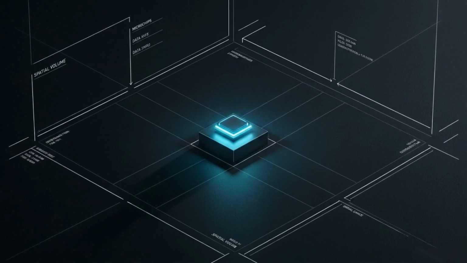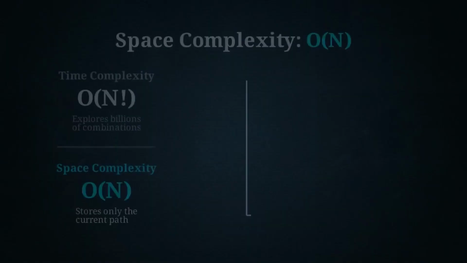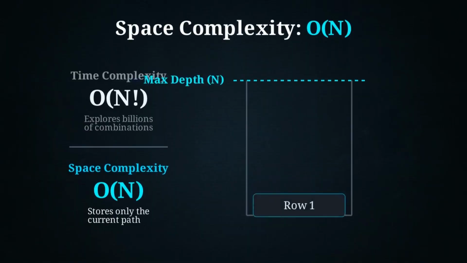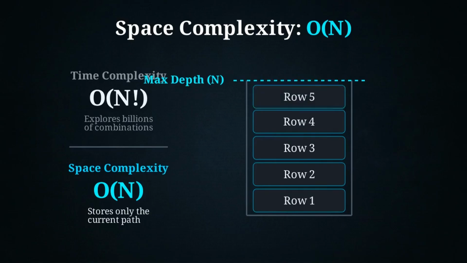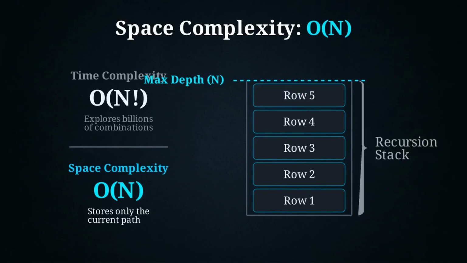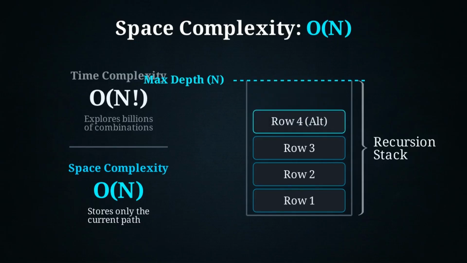The space complexity, however, tells a different story. The memory requirement is highly efficient, rated at O of n. This diagram shows our memory usage. It caps exactly at n blocks because memory is used exclusively for the recursion stack, the digital breadcrumbs the algorithm leaves to remember where it must backtrack.